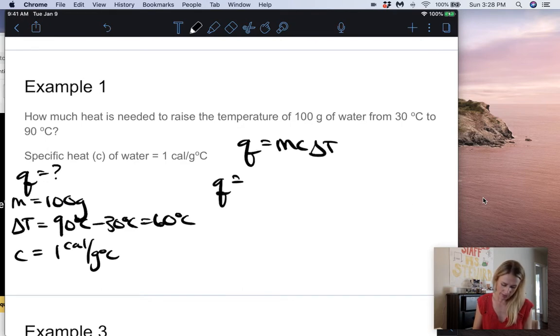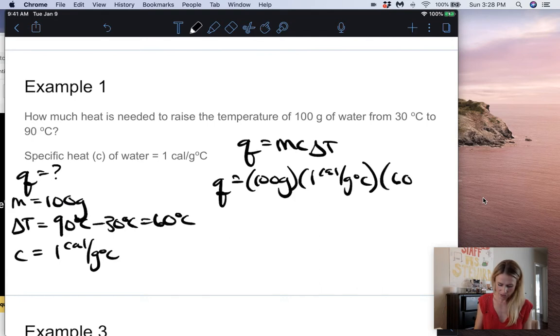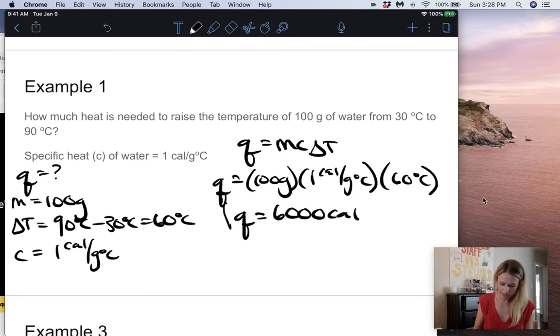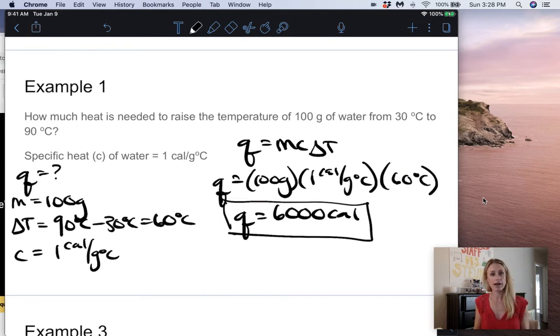Solving for Q here, we get mass is 100 grams, C, our specific heat, is 1 calorie per gram degrees Celsius, and then our change in temperature was 60 degrees Celsius. So we get a heat of 6,000 calories. So that's how much heat, how much energy is required to raise the temperature of that water.